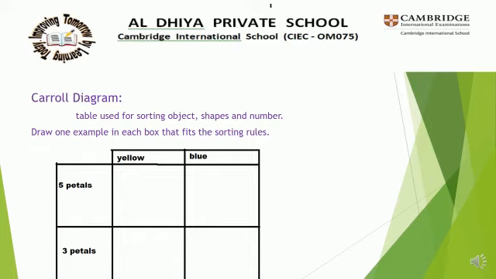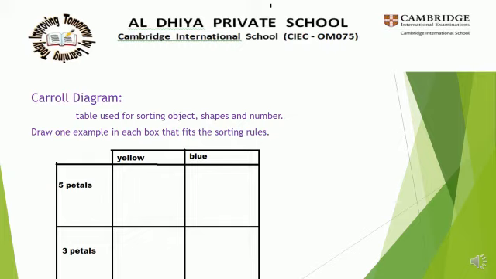Okay, used for sorting objects, shapes and numbers. Carroll diagram is table. Venn diagram is overlapping circles. Carroll diagram is a table used for sorting objects, shapes and numbers. Now I am going to tell with the example. See, draw one example in each box that fits the sorting rule.